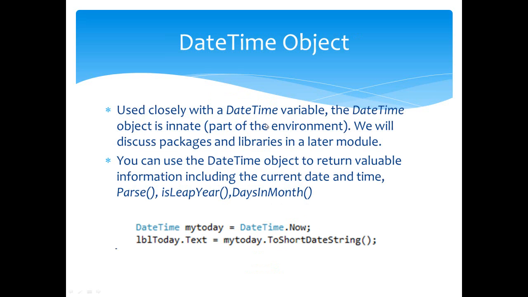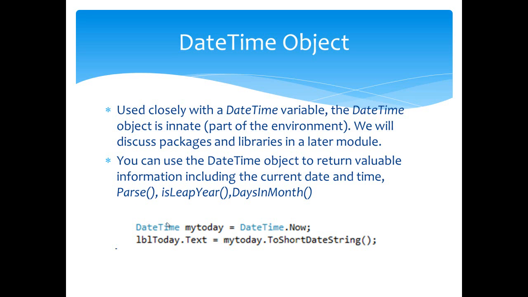So we use these closely with the DateTime variable. The DateTime object is an object that we can do some cool stuff with. We can ask it, is this a leap year? We can ask it the number of days in the month, but we can also use a parse, and we're going to talk about parse here shortly. Parse lets me convert a date into a string. Because remember, I told you apples have to be converted to apples.